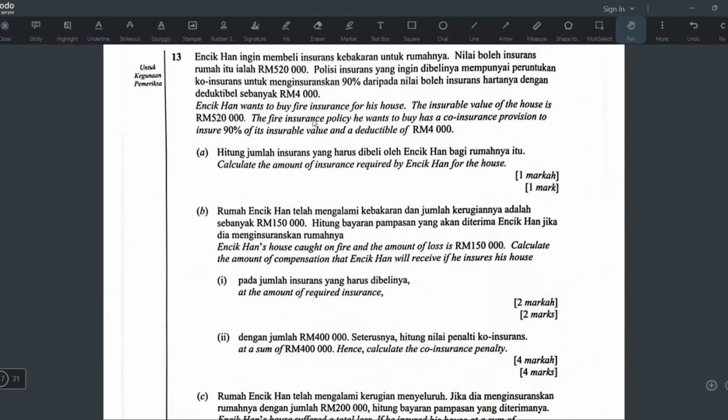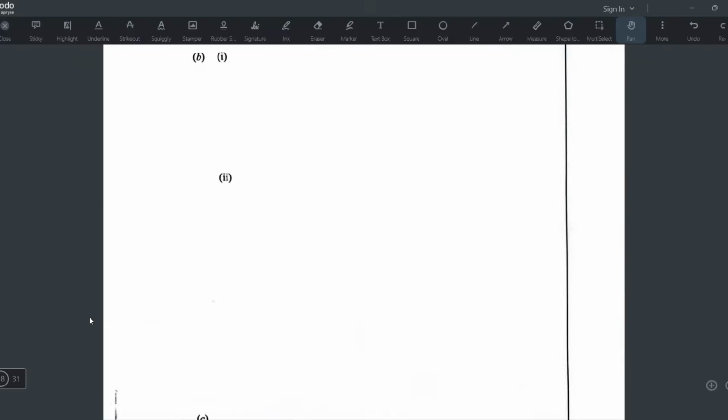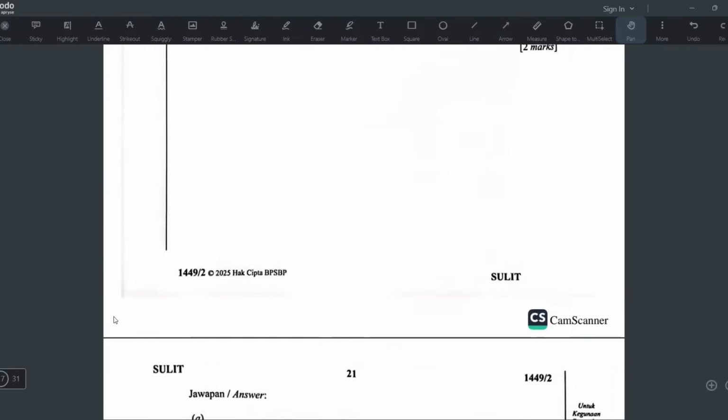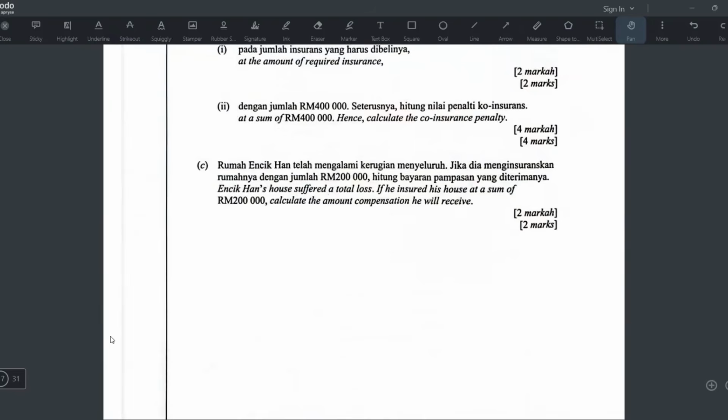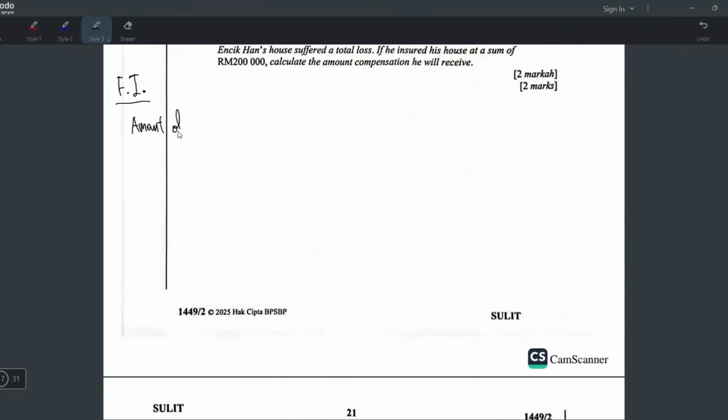Okay, this one is fire insurance. So for fire insurance questions, I need to give you the notes for the fire insurance. Okay, so I'm going to give you the notes now. Okay, all right, I'll just write it here. So for fire insurance or property insurance, sometimes they call it property insurance, but it's the same thing. So the notes, all right, first thing first, you have to get your required. Yes, you have to find your amount of required. In Malay it is the amount that should be purchased.